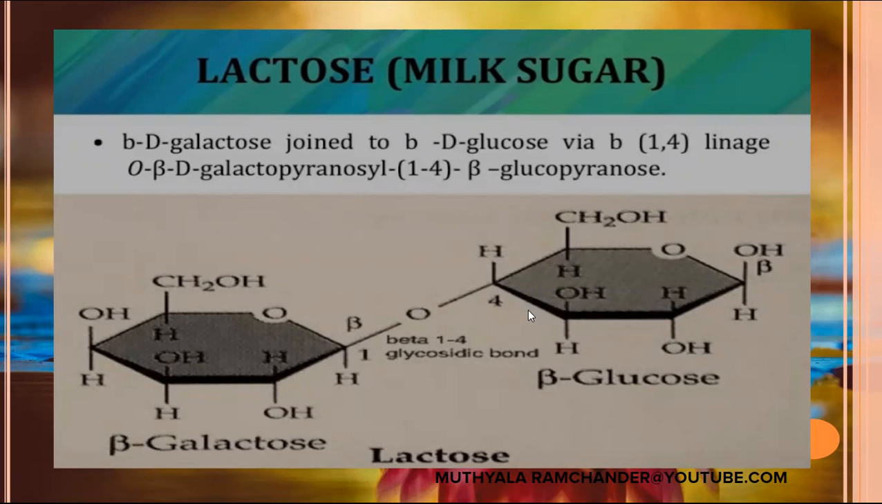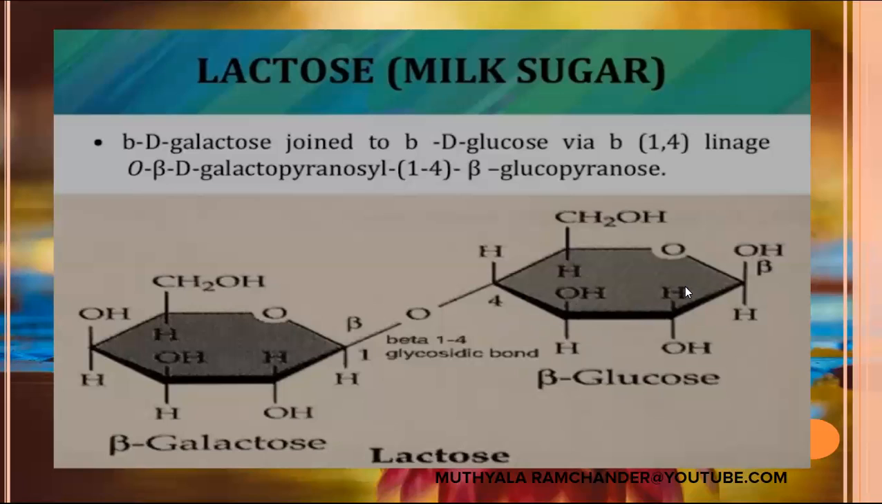It is formed by the elimination of a water molecule from the glycosidic hydroxyl group of beta galactose and the hydroxyl group on the fourth carbon of D-glucose. It is less soluble in water and less sweet than sucrose. It exhibits mutarotation due to the presence of a free aldehyde group on the carbon atom of the glucose unit.